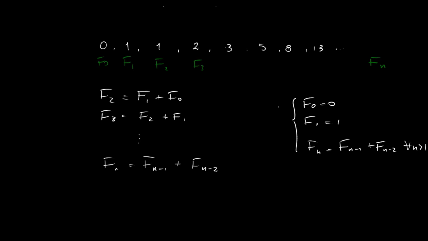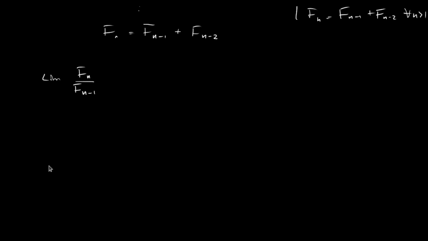Now clearly this sequence goes towards infinity because every time we are adding a number that's greater than 0. But what's important about this sequence is not its limit, but the limit of fn divided by fn minus 1. So we're going to try and calculate this limit, and for this we're going to let this limit be L.